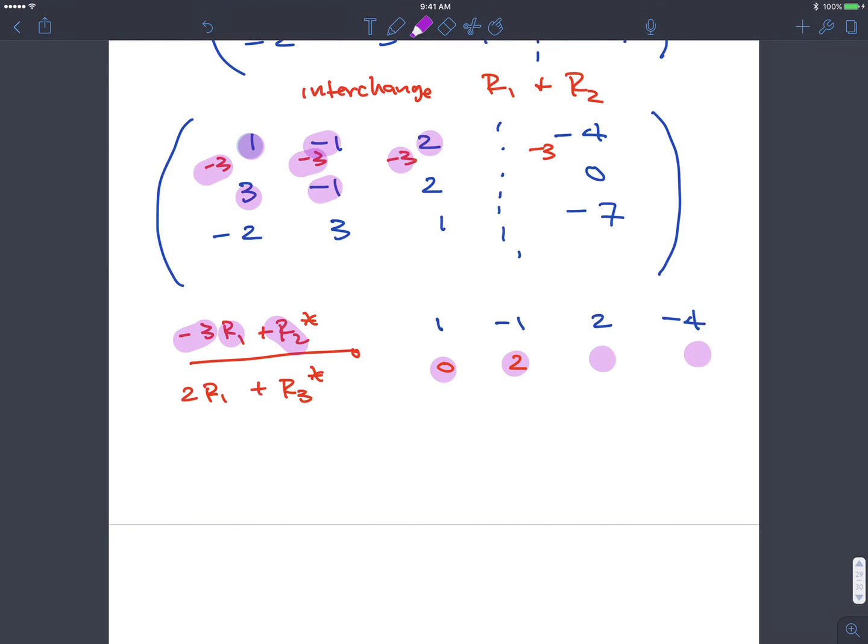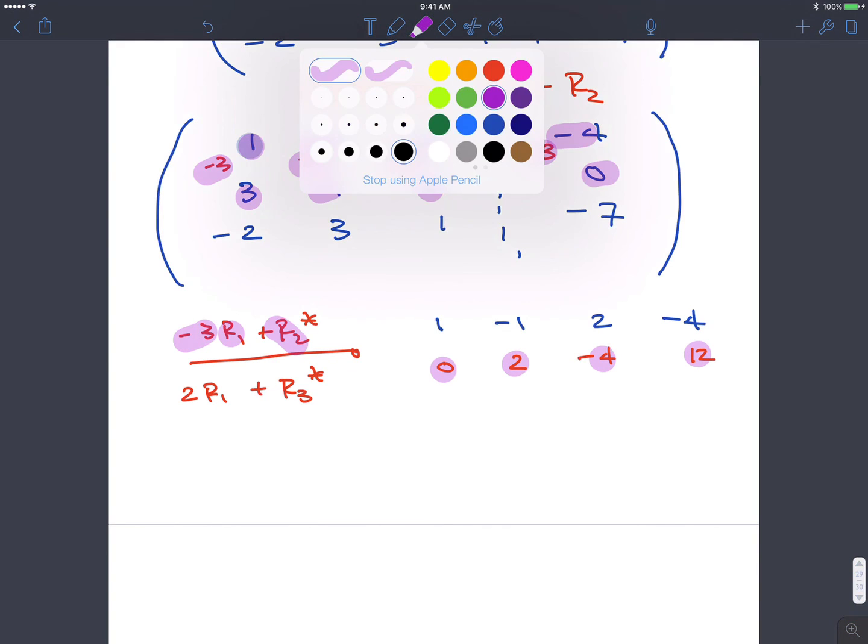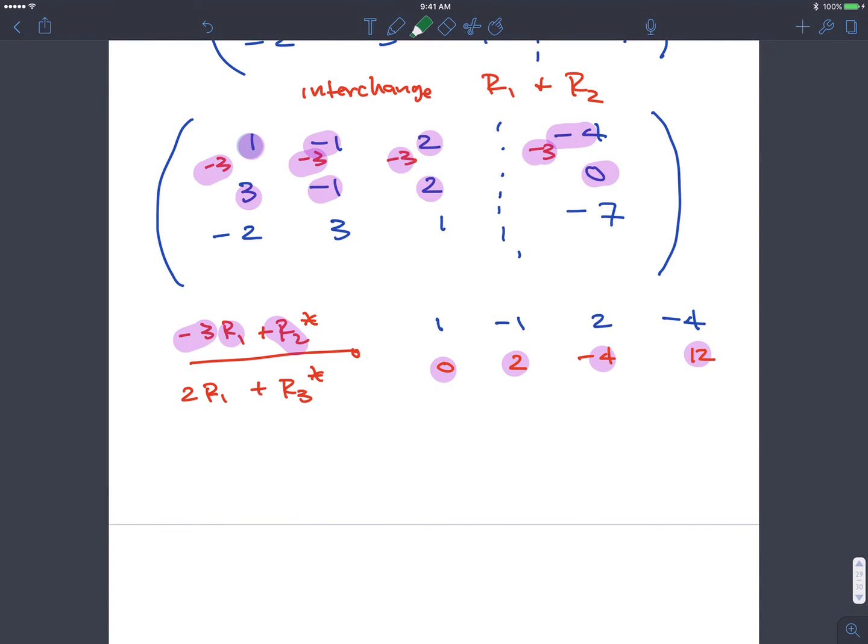Negative 3 times 2 is negative 6. Plus 2, negative 4. Negative 3 times negative 4 is positive 12. Plus 0 is 12. That's our new row 2. We're going to multiply 2 with row 1 to add it to row 3 to get a new row 3.